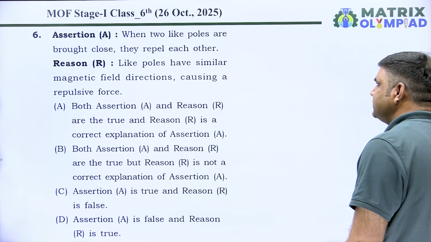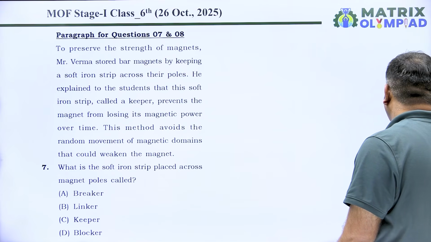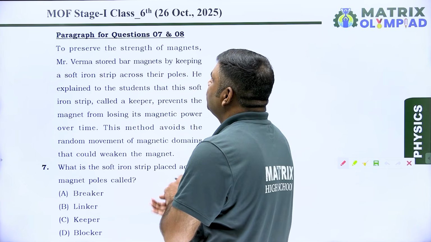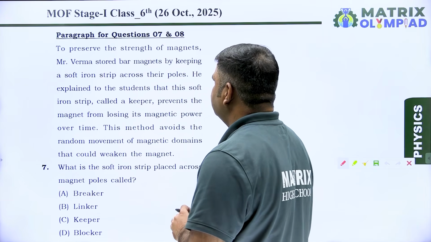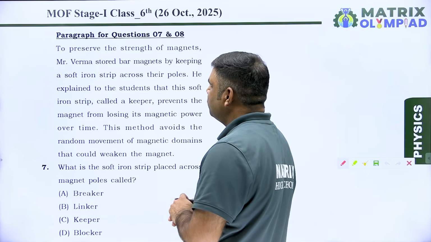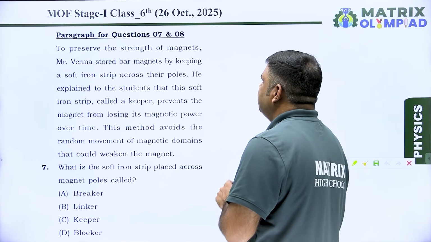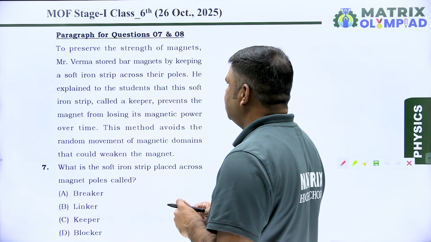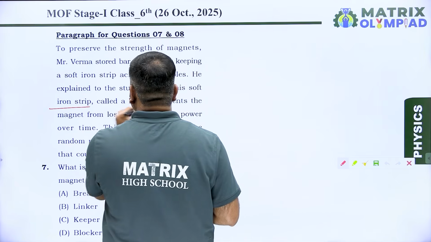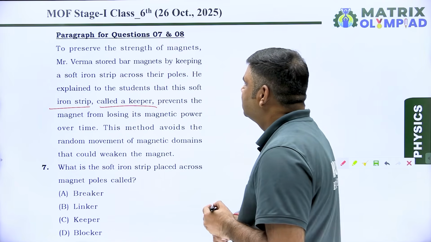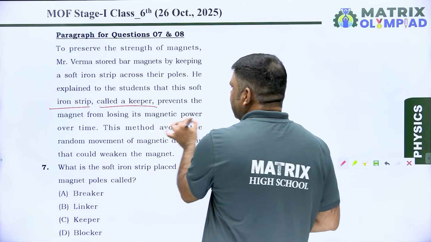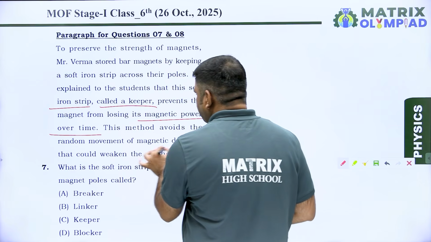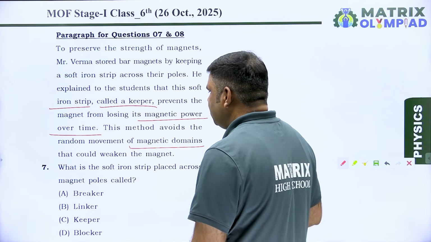Move to the next one, question number 7 and 8. Both are based on a paragraph. So the paragraph is, to preserve the strength of magnets, Mr. Verma stores bar magnets by keeping a soft iron strap across their poles. He explained to the students that this soft iron strap, called a keeper, prevents the magnet from losing its magnetic power over time. This method avoids random movement of magnet domains that could weaken the magnet.